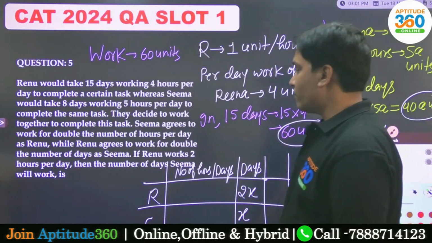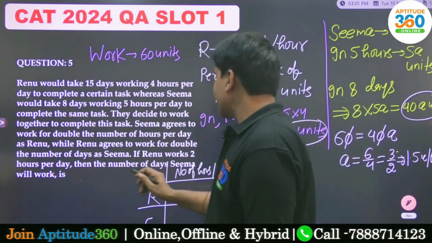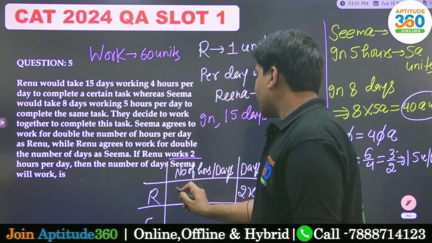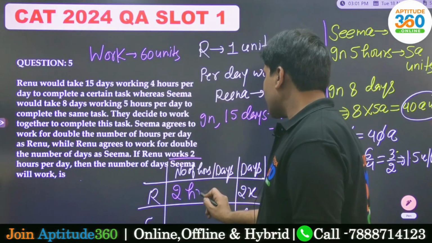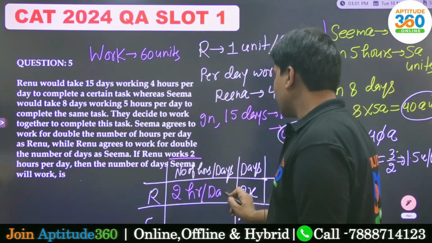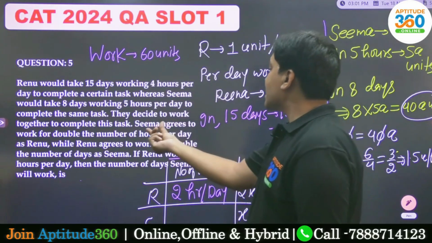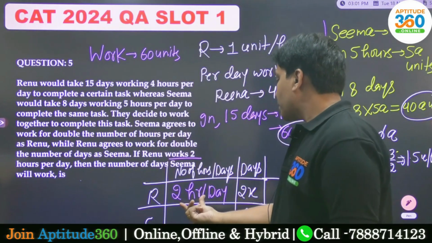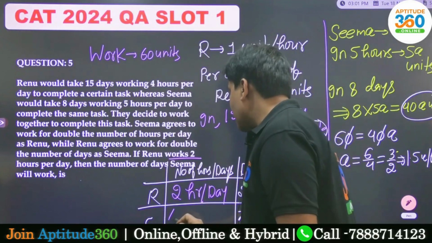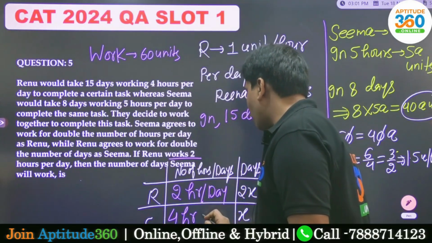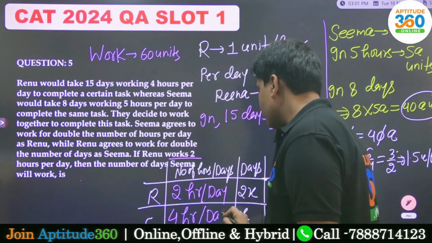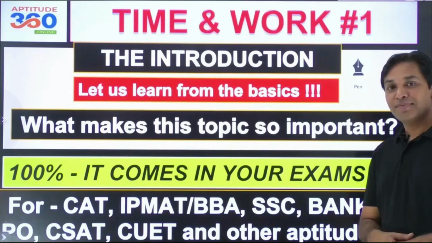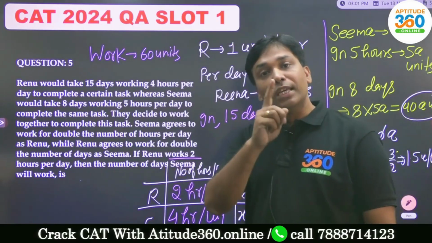Now have a look at this value. Over here it says that if Reena is doing 2 hours per day, and the problem also tells you that Seema agrees to work for double the number of hours per day, then Seema will be working 4 hours per day. I hope you're getting this. Right? Now, Reena does 1 unit in 1 hour.